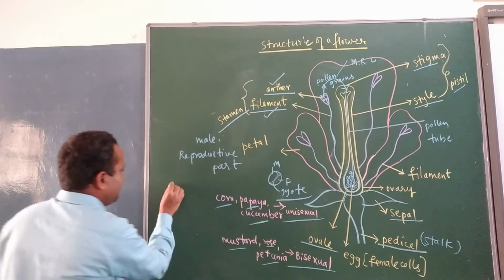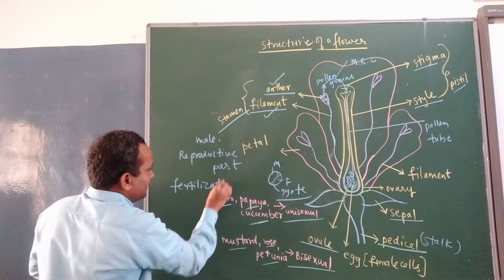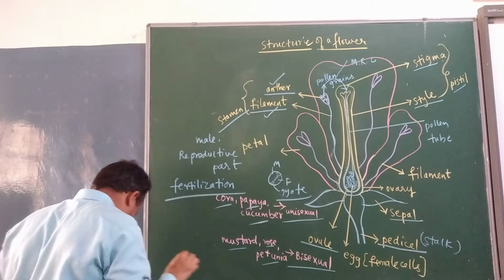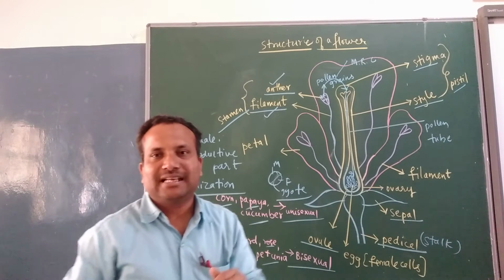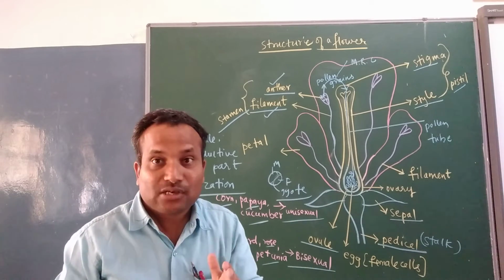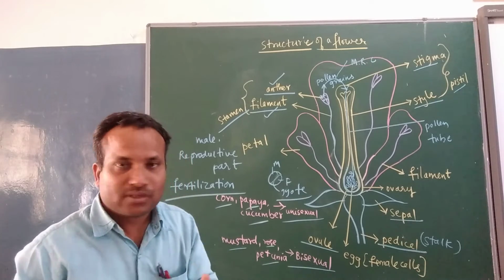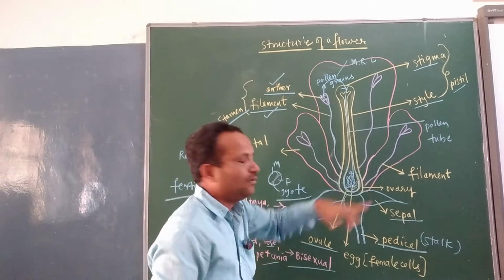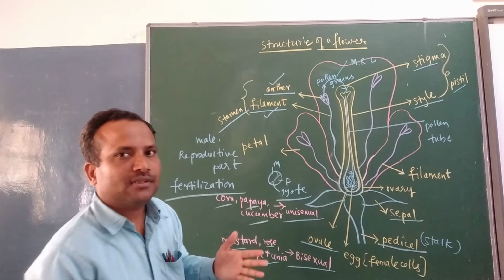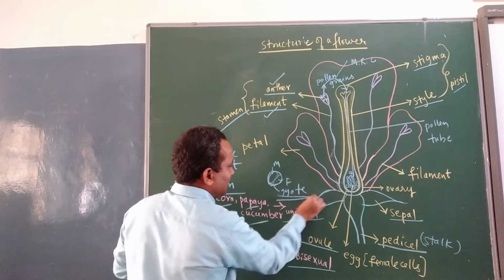We call it by the name fertilization. Fertilization means it is a fusion, mixing of male cell and female cell in the ovule. We call it fertilization. So after this fertilization, when they both mix, they become a zygote.